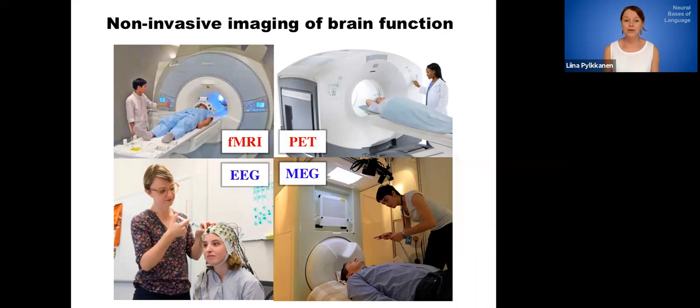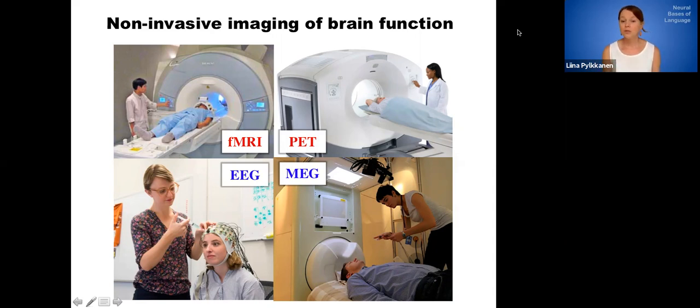So now that we have some understanding of the history of the field and the sort of 19th century foundations of our current knowledge, let's now talk a little bit about how we're able to actually image brain function completely non-invasively in more modern times.